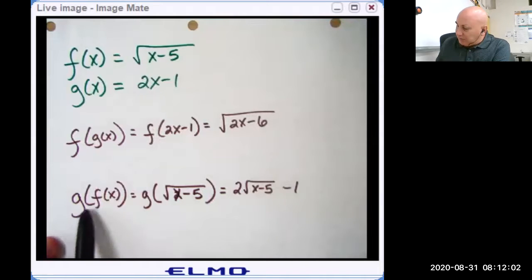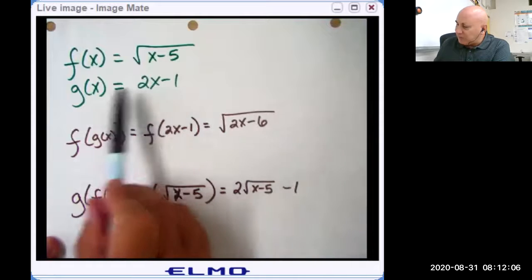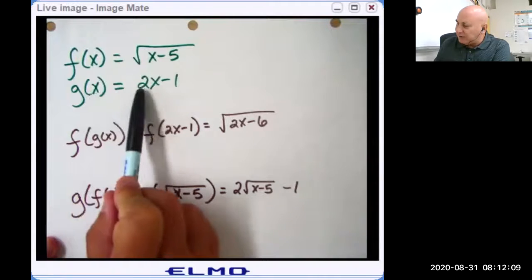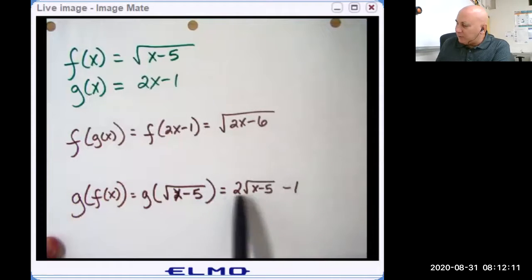In this one, f of x is inside the parentheses, and g of x says take whatever is inside the parentheses, double it, and subtract 1. So we're going to double that radical and subtract 1.